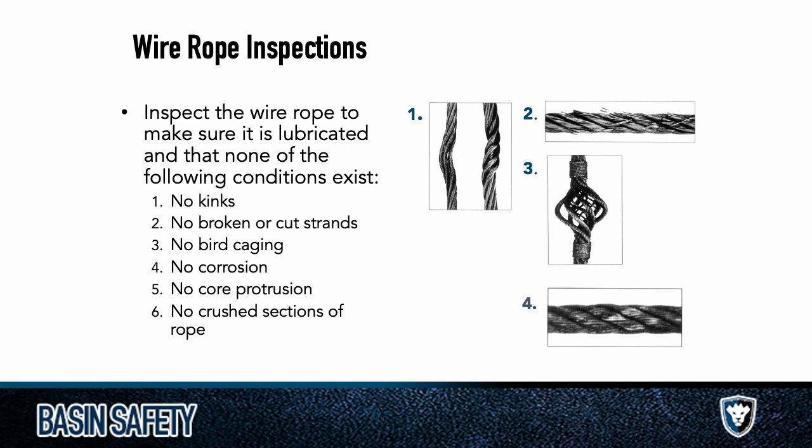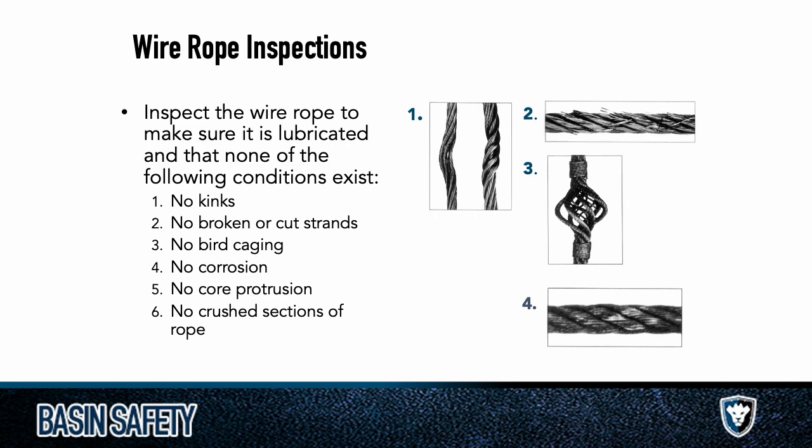If we're using wire rope, a lot of things can go wrong with wire rope as far as condition goes, right? They can be kinked, they can be cut, they can start to bird cage, they can corrode, the core can have problems, and then also they can get crushed. So all these are issues with wire rope. So if you're going to be using a cable or a wire rope, we want to make sure it's in good condition.